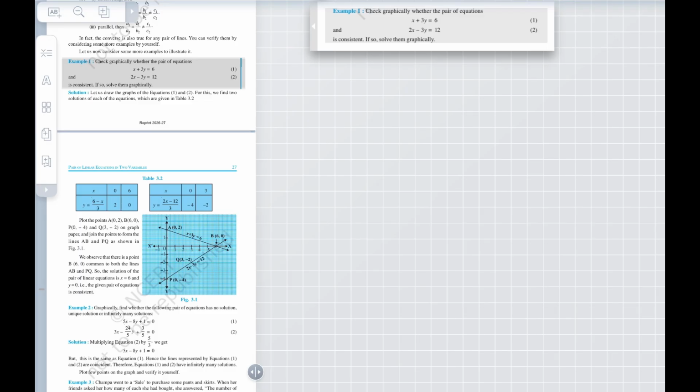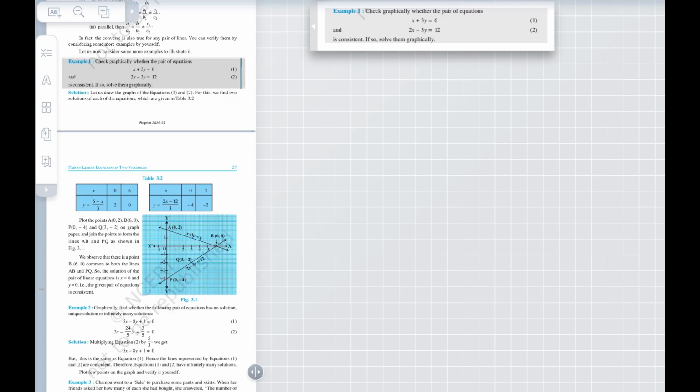Look at example 1. Check graphically whether the pair of equations x + 3y = 6 and 2x - 3y = 12 is consistent. If so, solve them graphically. First you need to understand here that consistent means those equations definitely have a solution.